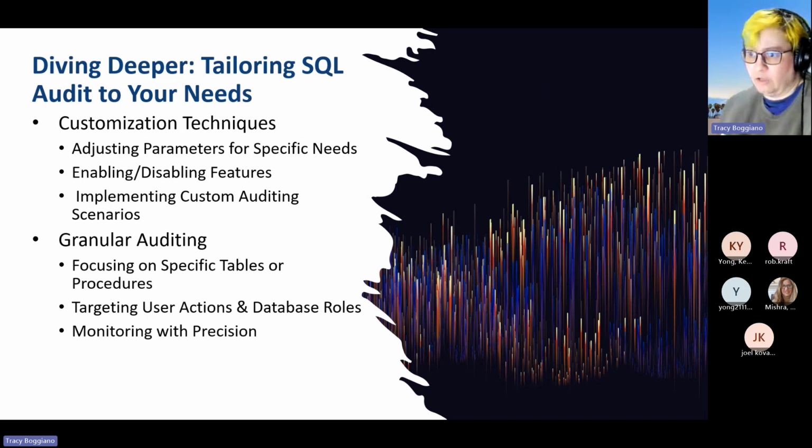And with your granular auditing, you would focus more on specific tables or stored procedures. You may only have a subset of things that you need to audit, rather than every single execution that happens. You may only target certain users or certain database roles. So one thing you want to make sure is that you monitor with precision.